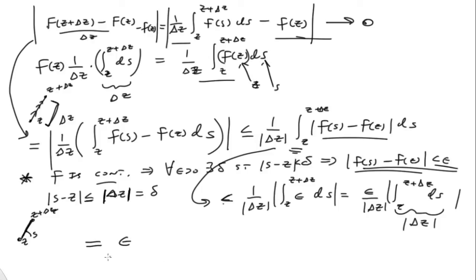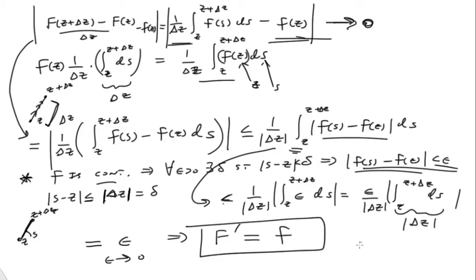As epsilon can go arbitrarily small, it implies that f prime does in fact equal f, because this whole thing goes to 0. So that is the proof of that theorem. And so what we have is that C implies A.